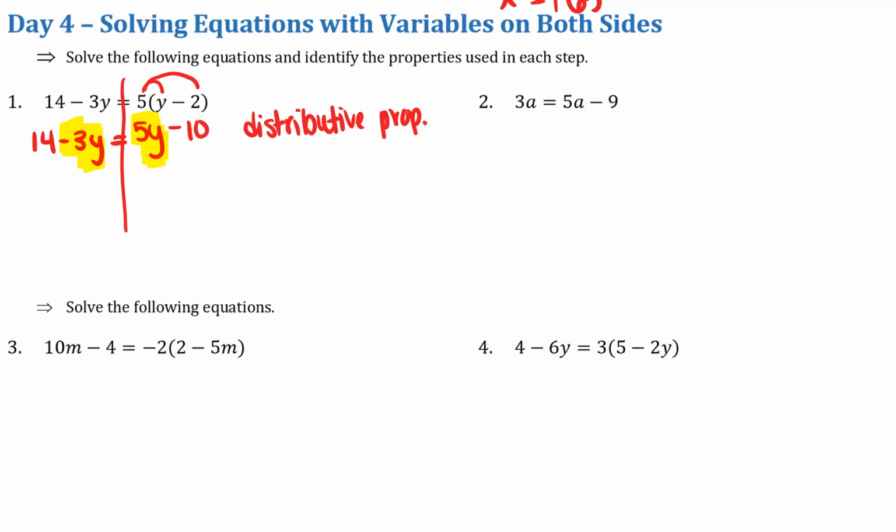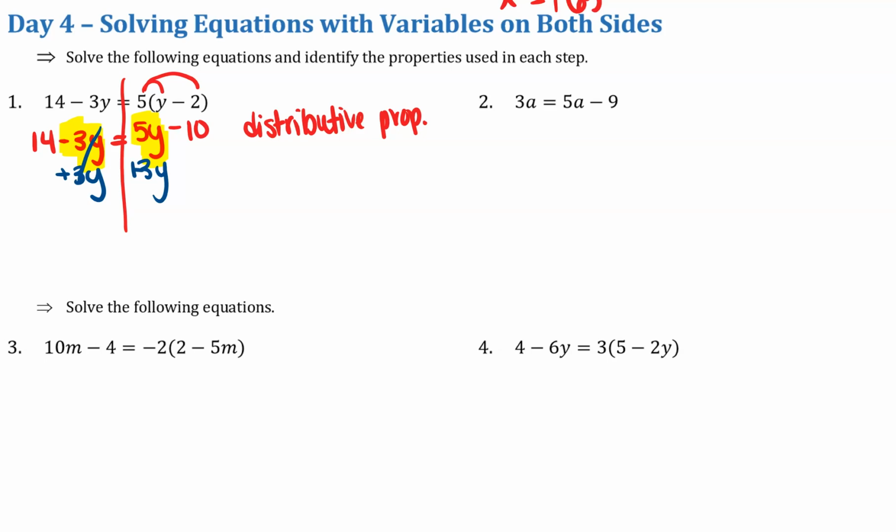So the smaller one, the negative 3y, needs to move to the other side. Whenever you're moving something from one side of the equation to the other side, you have to do the opposite of what it was. So this was negative 3y. I have to do the opposite of negative 3y, that's plus 3y. But whatever I do to the left side, I have to do to the right side. And I always line it up under the other y, because they're like terms, those will combine.